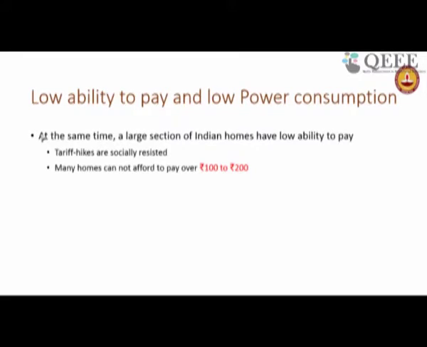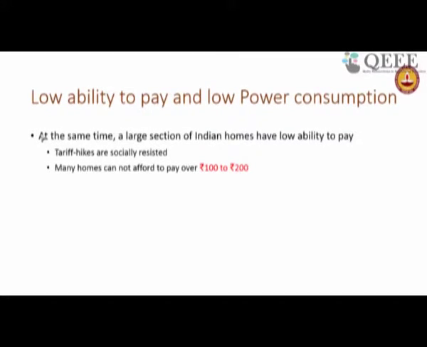What is the problem is, what are Indian homes capable of paying? Let's take homes which are earning less than 4,000 or 5,000 rupees per month, and that's a very large percentage. I don't have the exact statistics, but my guess is almost 50%, 40%. How much will they be willing to pay? 200, 250, 150? The homes earning 10,000 will be willing to pay maybe 400 or something like that. But even there, they will find it difficult. So it's a low ability to pay.